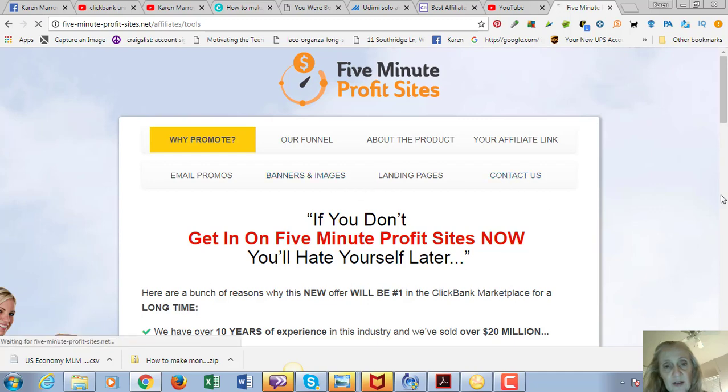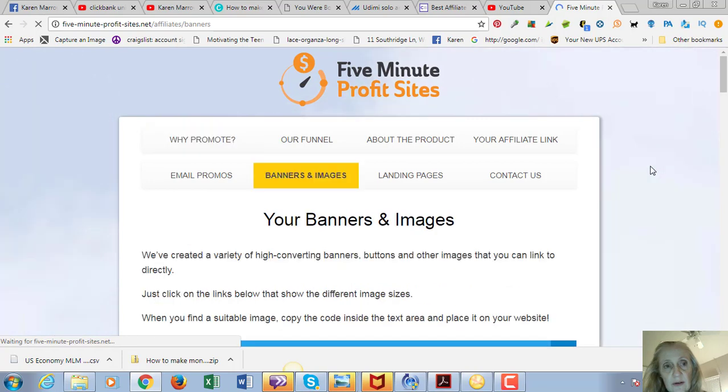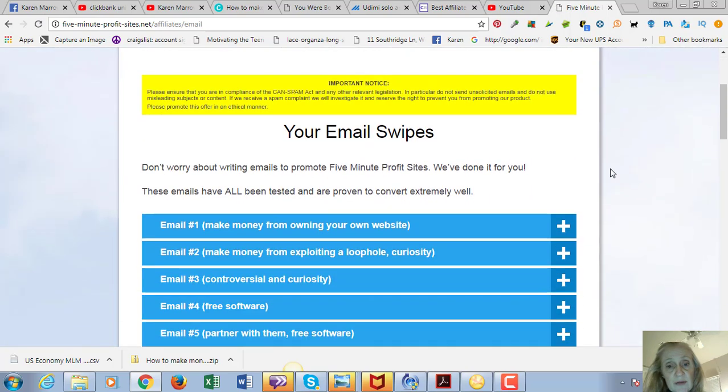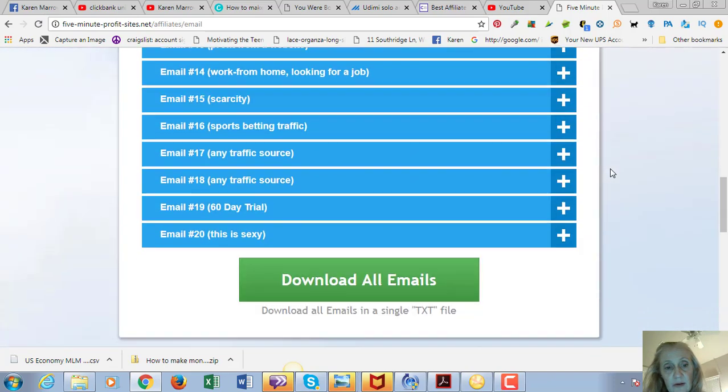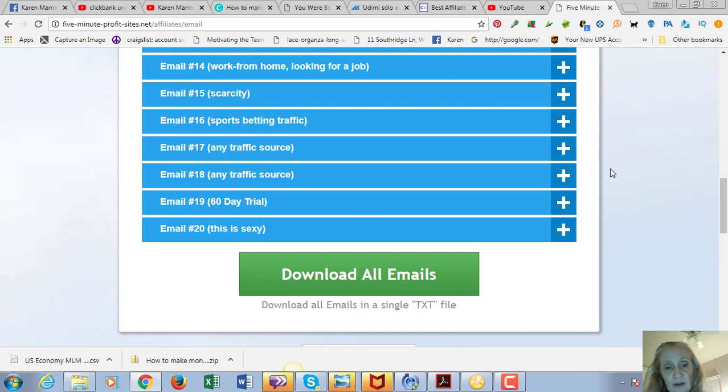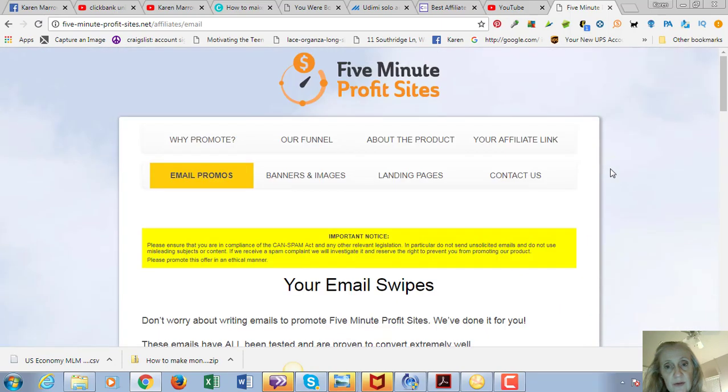They have banners and images if you choose to do marketing with banners. And then this is really important, that they have email follow-up swipes, and they really do have quite a few with this one. They have 20 emails that you can use for follow-ups. Okay, so this actually looks like a good product, 5-minute profit sites.